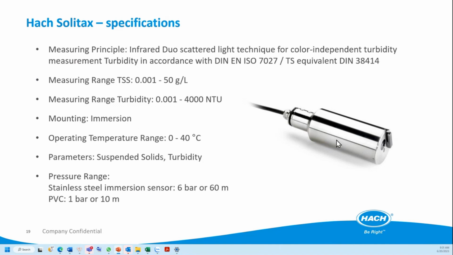The mounting will be immersion, so you immerse the sensor directly into the water to measure turbidity. Normally, this one can be used for raw water. The range is from 0 to 4,000 NTU. They are also robust. This one can also be used to measure sludge density for some sludge treatment. We switch to TSS and we can measure sludge up to 50 grams per liter.